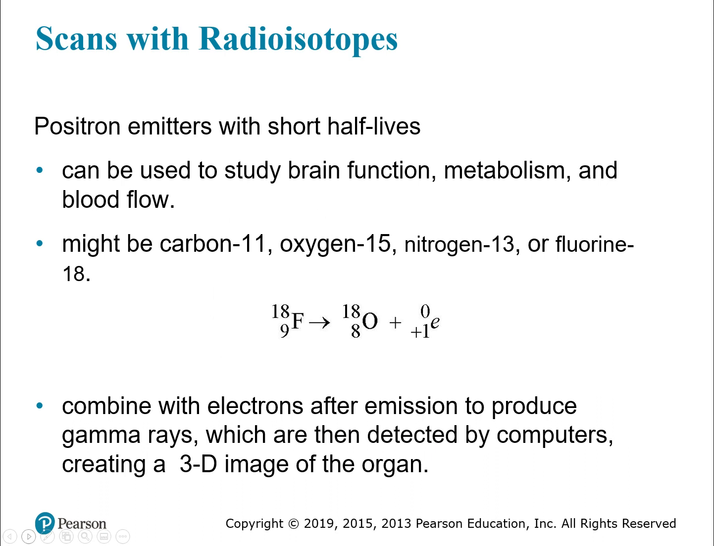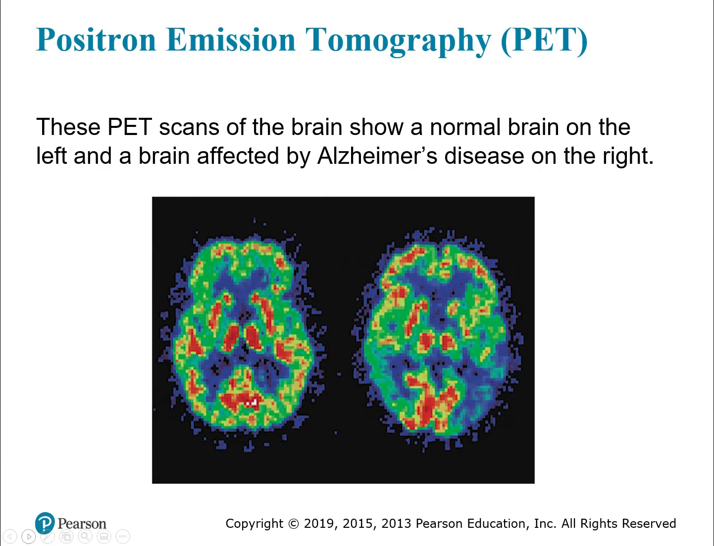Positron emitters, the ones with short half-lives, can be used to study brain function, metabolism, and blood flow. And here are some examples of the different positron emitters that can be used. You combine that with detection by computers, and you can make a 3D image of the organ. So it's really handy. With PET scans, you can scan the brain, and you can look at a disease state versus a normal state. You can detect Alzheimer's disease.